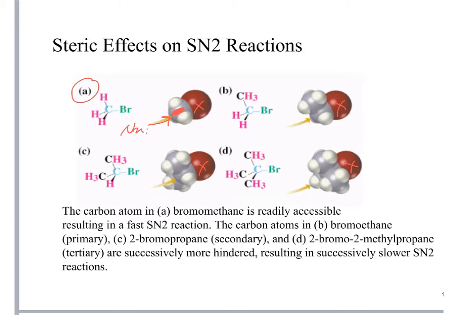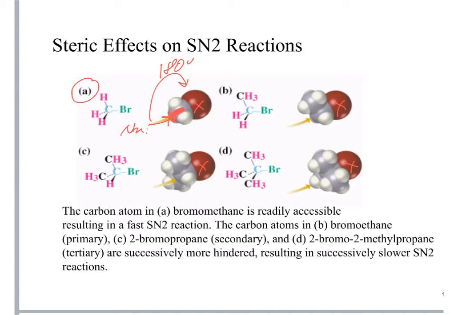The leaving group, although much larger than the carbon atom or the hydrogen atoms, is on the other side, 180 degrees away from the trajectory by which the nucleophile approaches. So the size of the leaving group in this context is not important. So we're looking at the steric environment on the other side of the leaving group right here.